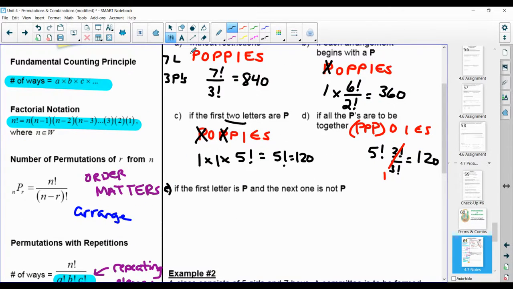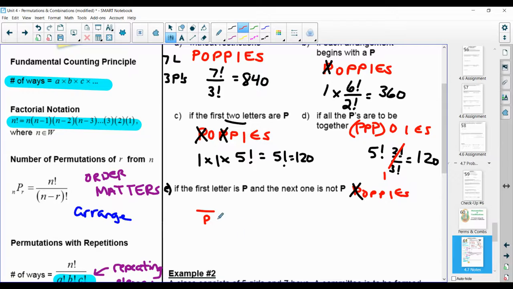Now the last example, it says, how many ways can we arrange these letters if the first letter is a P and the next one is not a P? So again, we've got poppies. First letter has to be a P. So we're going to do the same thing as before. We're just going to pull a P out of the equation. So poppies, we're just going to eliminate that P.